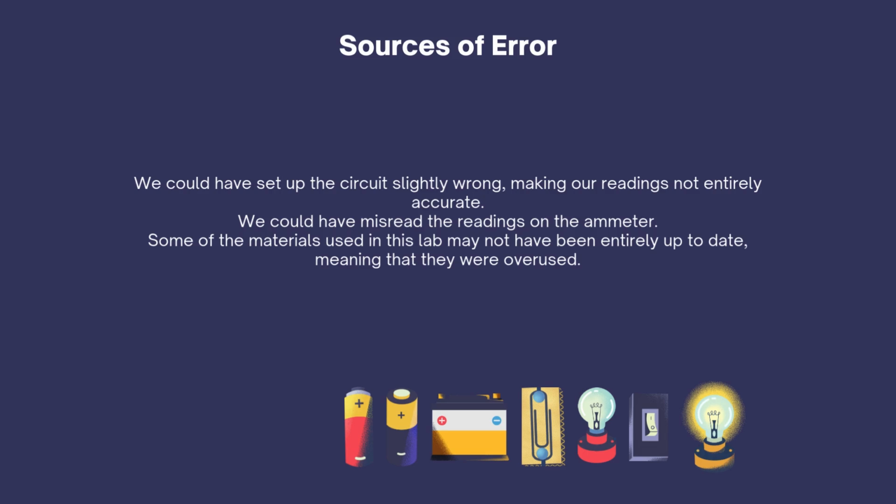Now, some sources of error. We could have set up the circuit slightly wrong, making our readings not entirely accurate. We could have misread the readings on the ammeter, and some of the materials used in this lab may not have been entirely up to date, meaning that they were overused. For instance, that could have been the light bulbs or the batteries. Many kits also had parts missing that we all had to share.